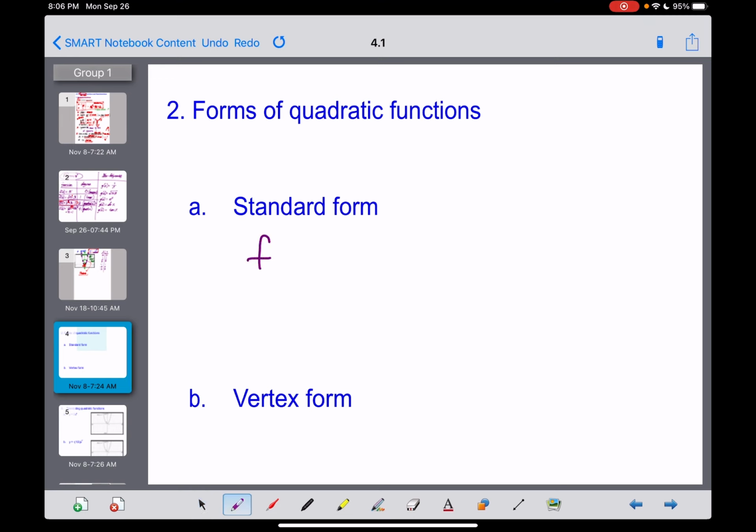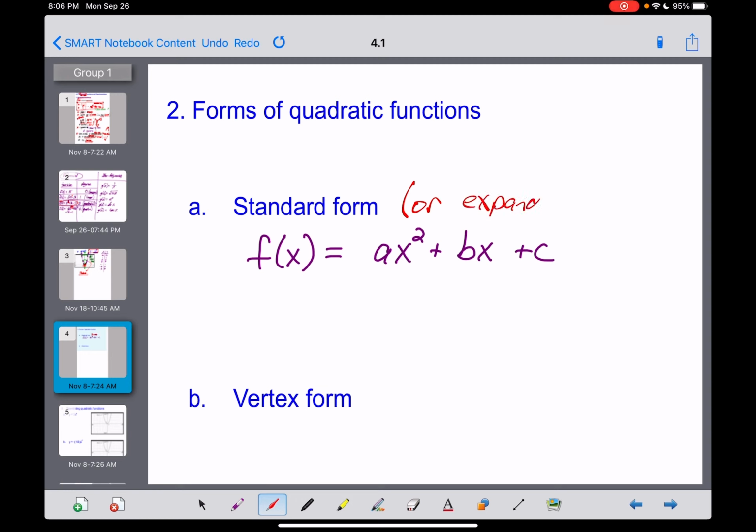Standard form, everybody, is what I wrote down back on the first slide. f(x) = ax² + bx + c. The other name for this that you'll hear me use from time to time is expanded form, and the reason for that is because this particular algebraic expression, ax² + bx + c, is in what we call expanded form. There are no parentheses. There's no factoring going on here.